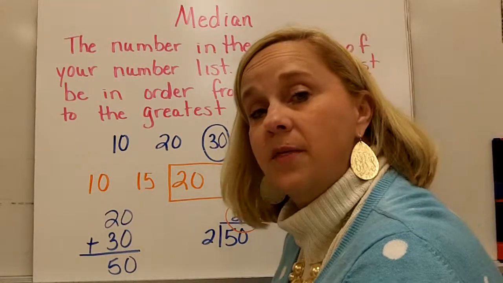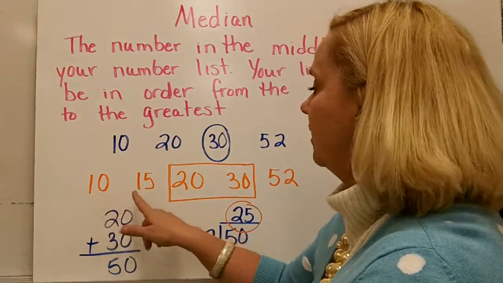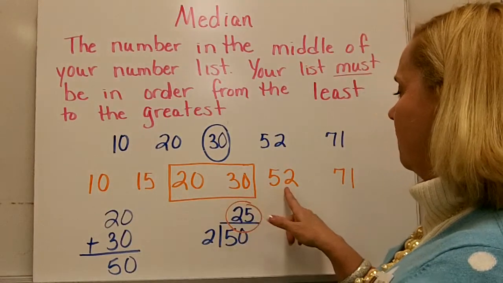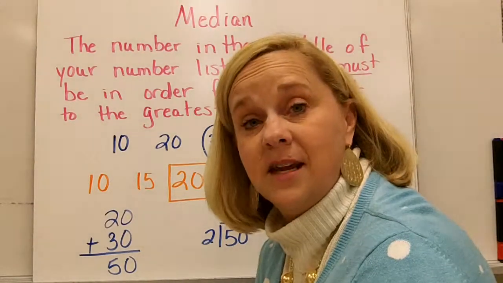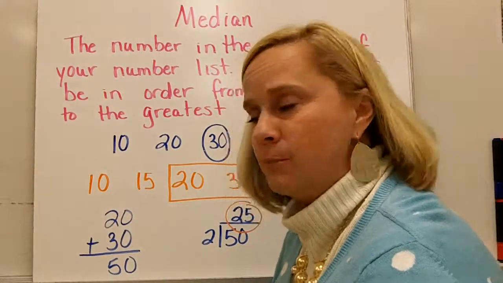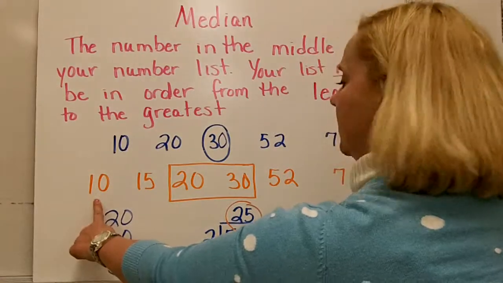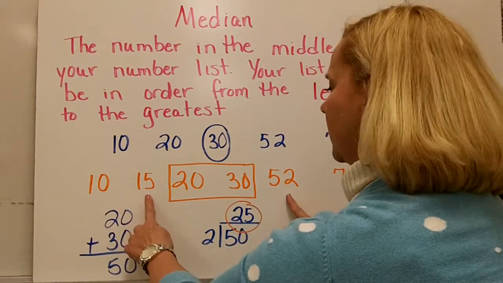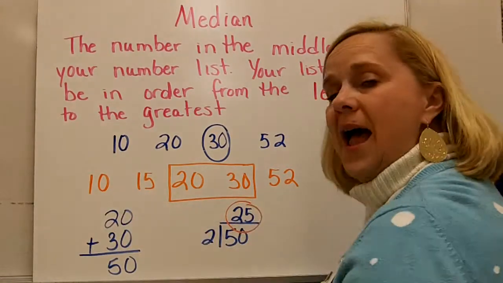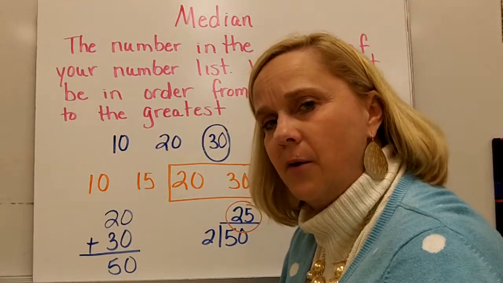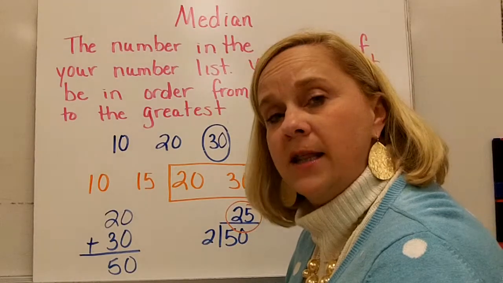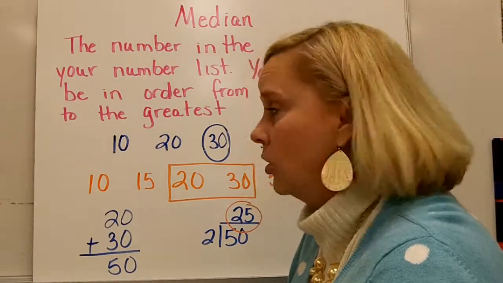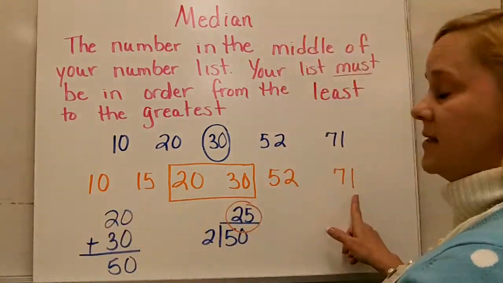Now let's look at a list with an even number. I have 10, 15, 20, 30, 52, and 72. So I have 6 numbers in that list. 6 is an even number. I'm going to do the same procedure. I'm going to start on each end. I'm going to work my way into the middle. But when I get to the middle, I have 2 numbers there in the middle. I have 20 and I have 30. I want to find the number that is in the middle of 10 and 71.